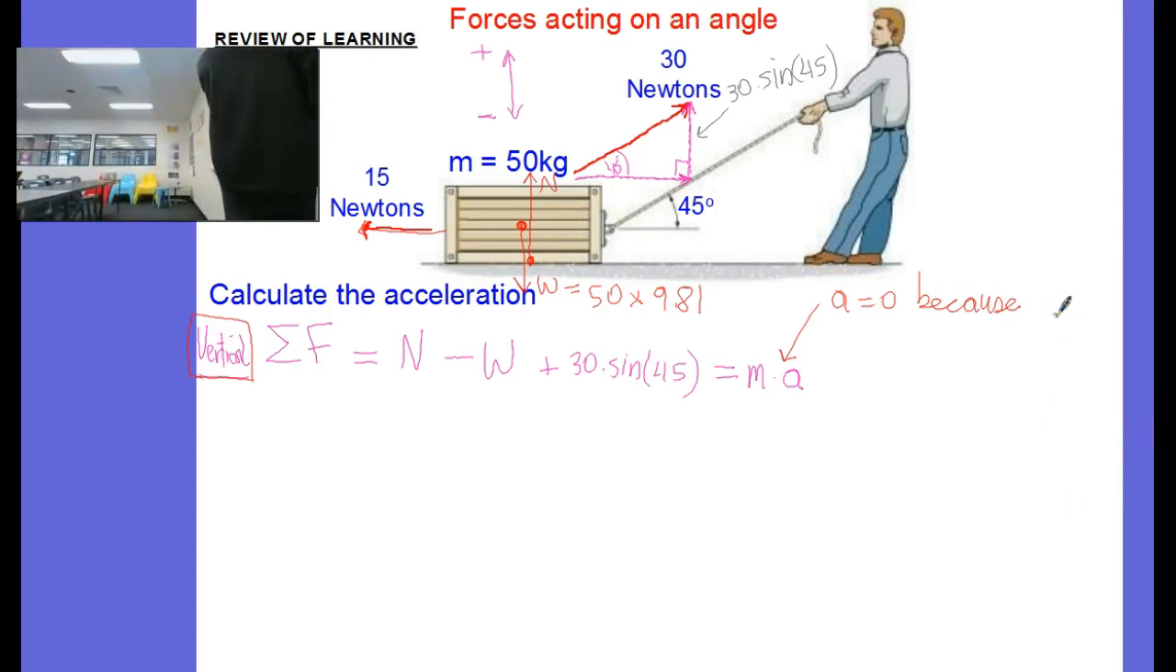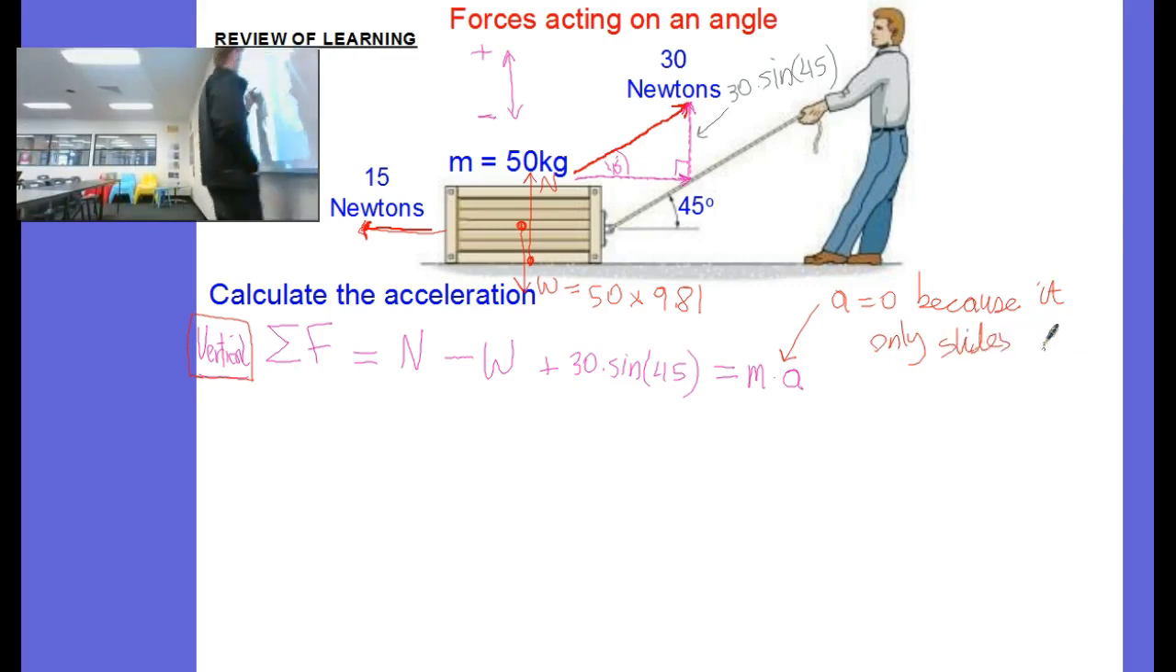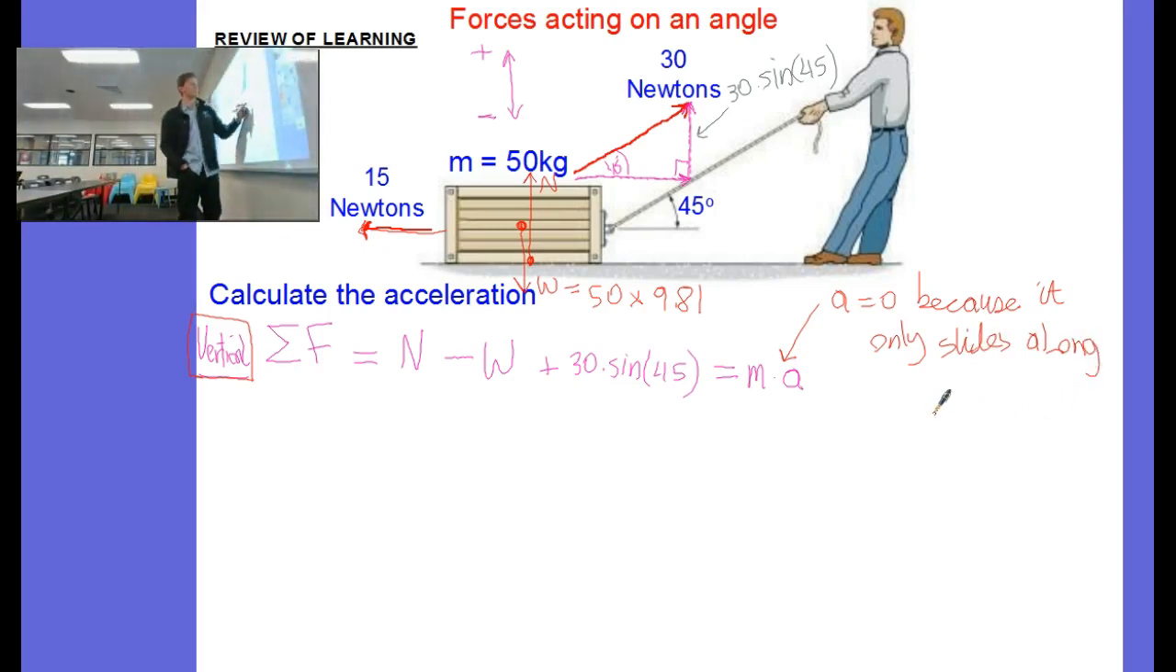Yes, Ashley. Say again. When the velocity is constant, the acceleration is 0. That's correct.